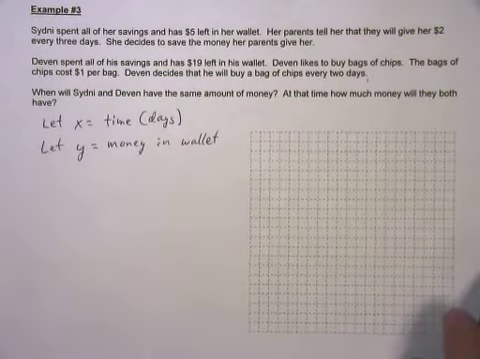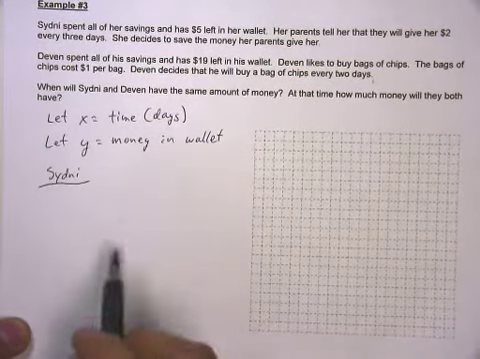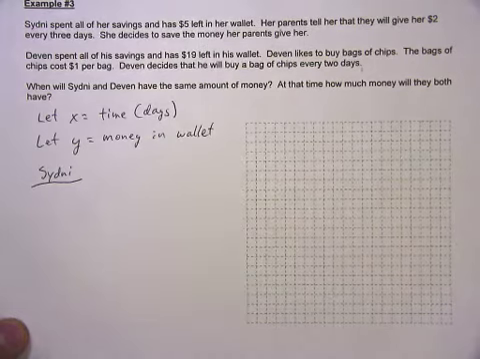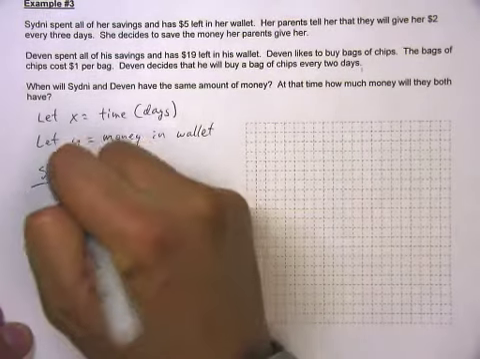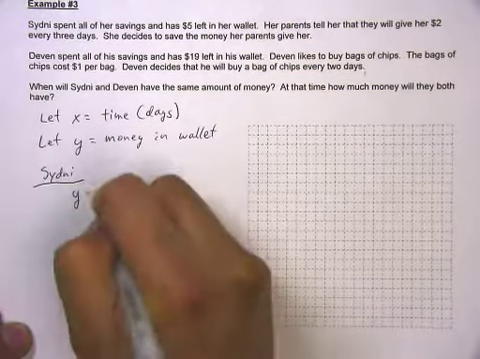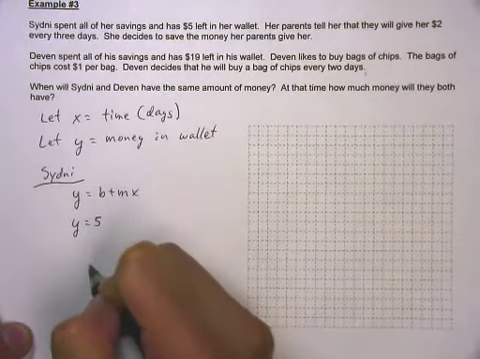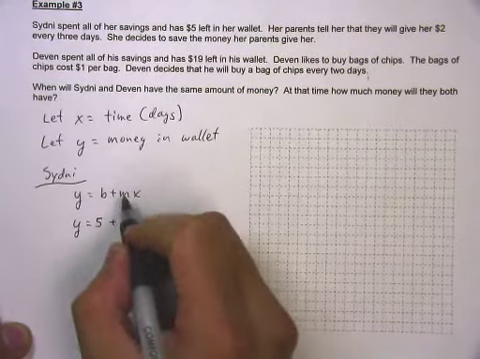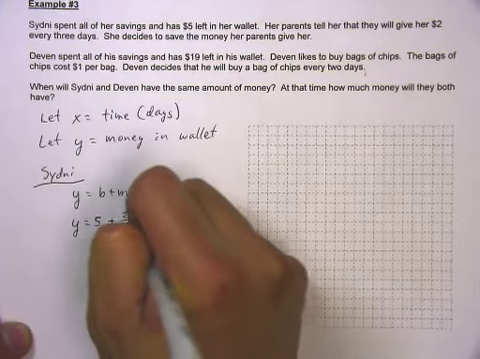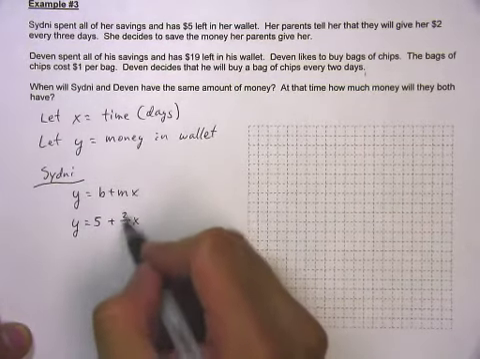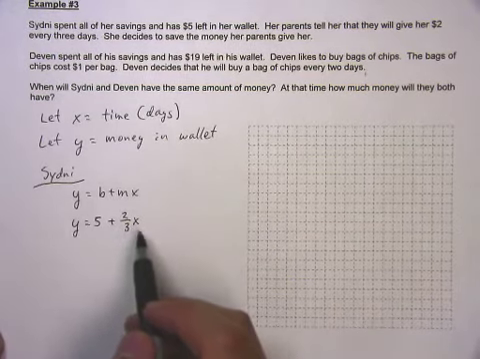Okay. All right, let's write an equation for each person's money. So for Sydney, she starts out with $5, and then she gets $2 every 3 days. So I'm going to use y is equal to b plus mx, where b is our initial value, and she's starting out with $5, so our initial value is 5, and then her rate, the slope, is she's getting $2 every 3 days. So that would be 2/3 x. Or the rate of change is just the 2/3. So the amount of money that Sydney has is $5 plus 2/3 times the number of days.